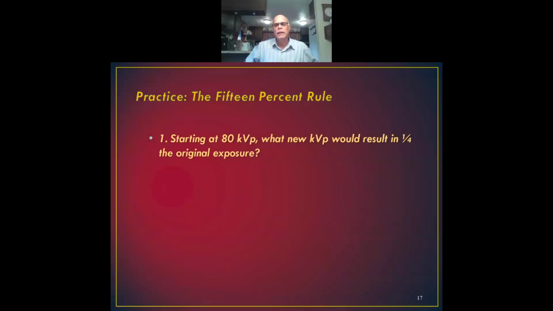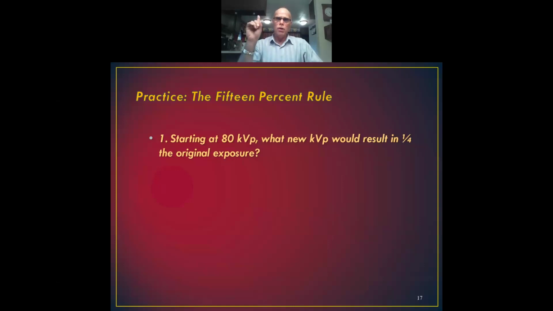All right, let's do this one here. This is kind of an easy one. I'm going to let you think about it for just a second, because it's asking what results in 1/4 the original exposure, and you're at 80. Okay, well, what is 1/4 we're looking for? So 1/4 is actually half of a half. So what we're going to do, we're going to step down kVp by 15% first. So we're going to take our 15%, and it's going to come out to be 12. So 80 minus 12 gives you 68.